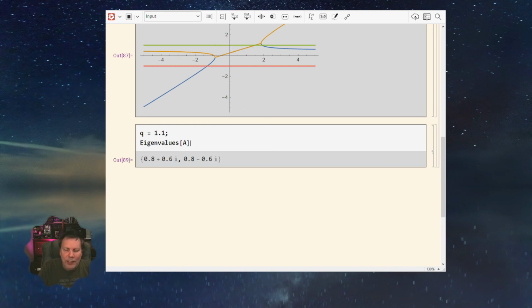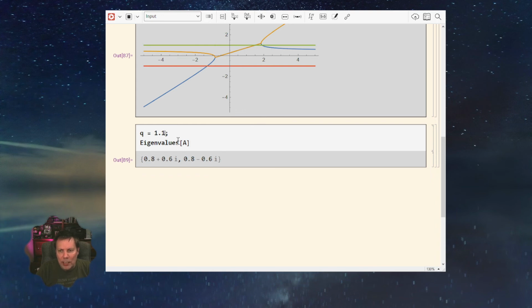Well, I'm not even going to type this out. 0.8 squared is 0.64. 0.6 squared is 0.36. 0.64 plus 0.36 is 1. So I get norms of 1. And notice that these come in conjugate pairs. You know, the plus or minus square root part, you'll see that right here. So when Q is equal to 1.1, my eigenvalues have the correct norm.